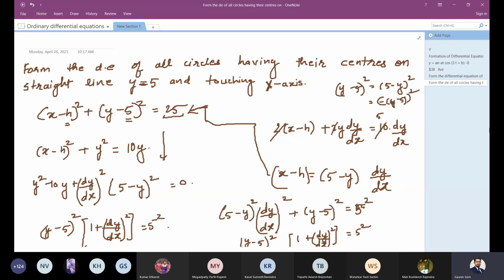Okay. So that's it. We have ended with the formation of differential equation. In the next lecture, we'll start with solutions of differential equation. One way we have done, the other way we have to do now.